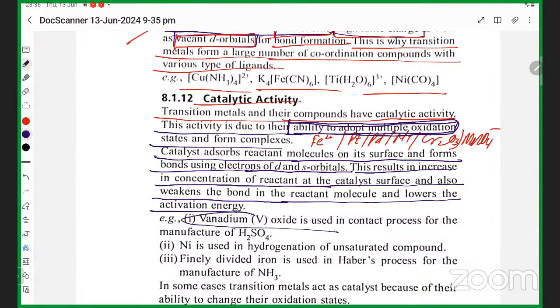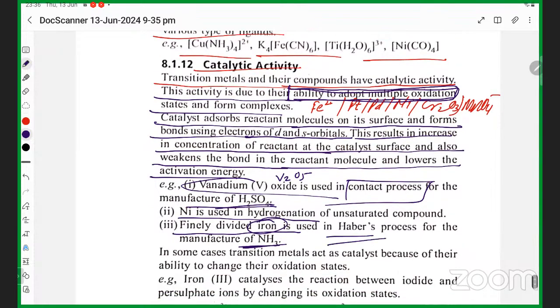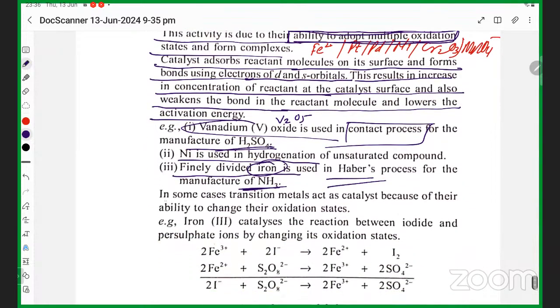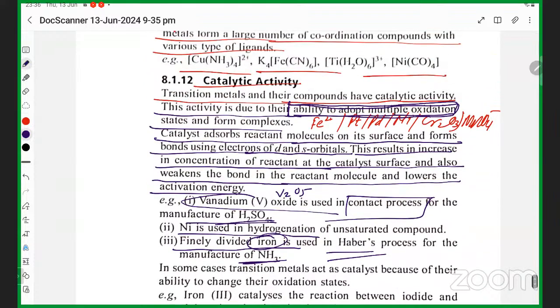Vanadium pentoxide, V2O5, is used in the contact process for the preparation of H2SO4. Ni is used in hydrogenation. Finally, finely divided iron is used in the production of ammonia in the Haber process. So these are the catalytic activities. Why? Because of the variable oxidation state, they show catalytic activity.